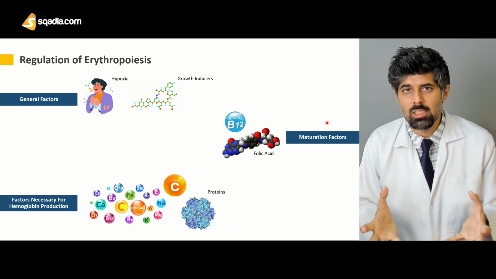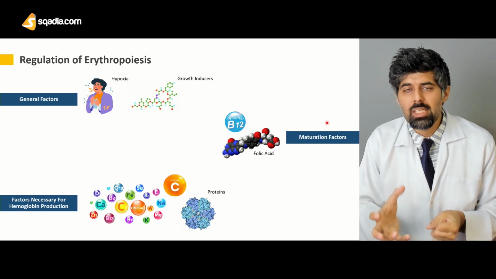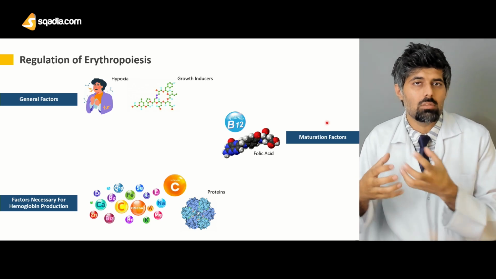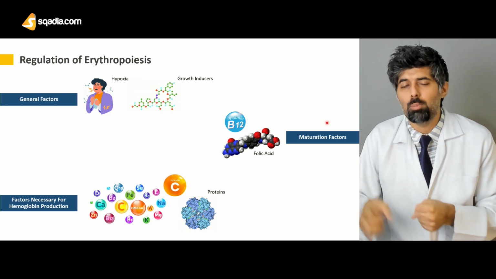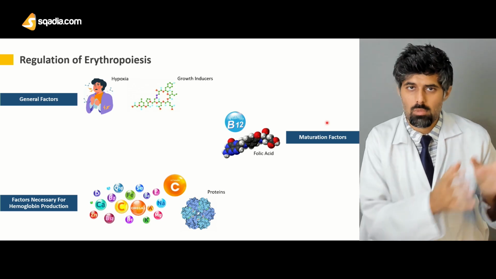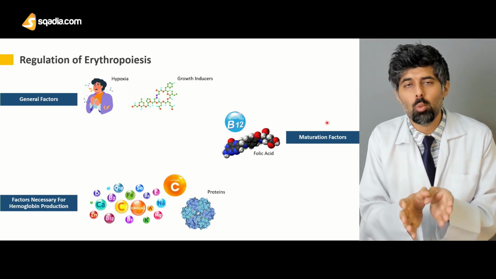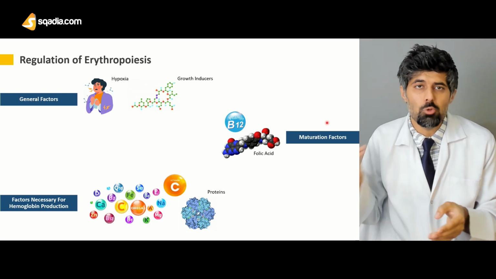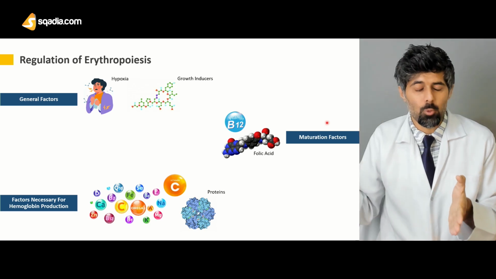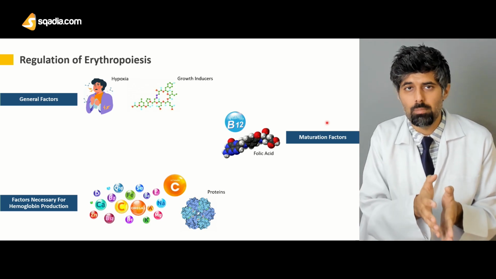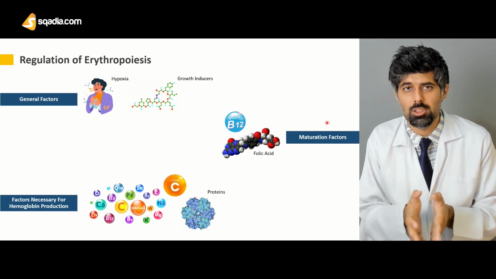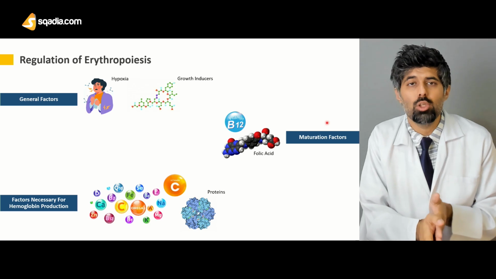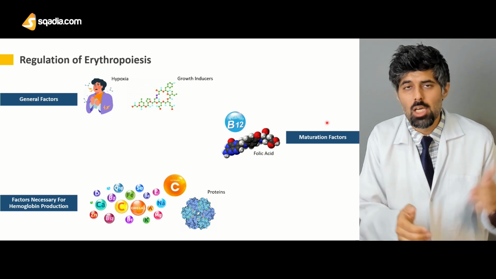We have proteins. Proteins are required because hemoglobin is composed of two components. One is the heme part. The second one is the globin part. And to form the globin part, you need the proteins, because proteins give the building blocks of all proteins, that is the amino acids. So from proteins we get amino acids, and from the amino acids we get the globin part of the hemoglobin.